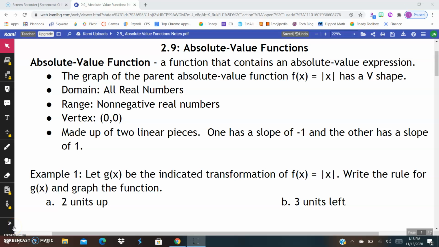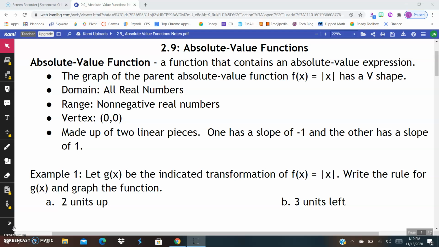All right, for the last section of chapter 2, we are going to look at absolute value functions. And these functions are going to contain an absolute value expression. Remember, that's the two straight lines around something. An absolute value means how far from 0 is that.